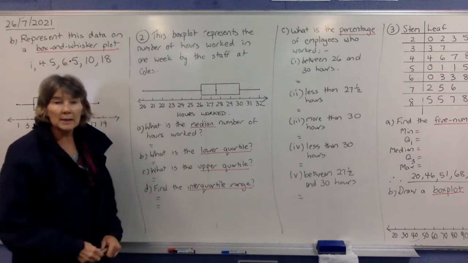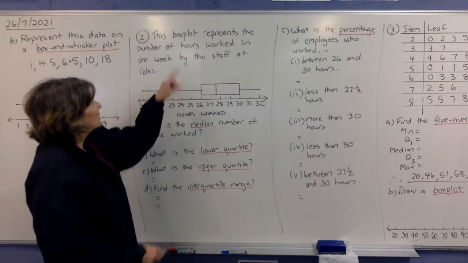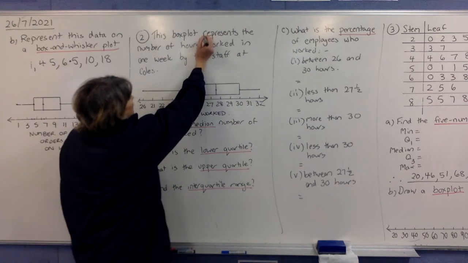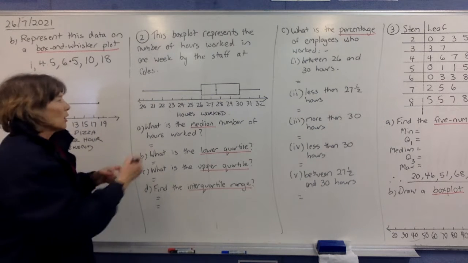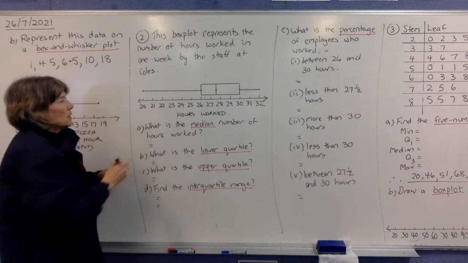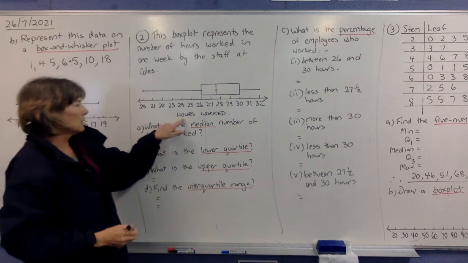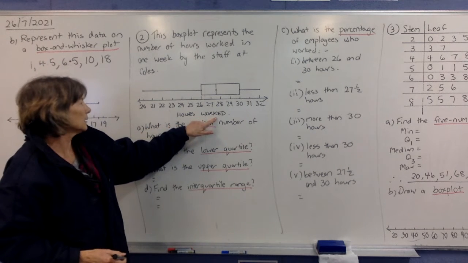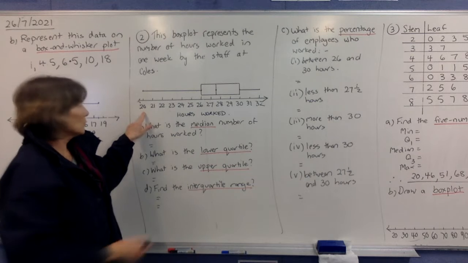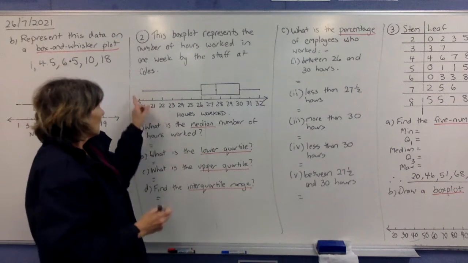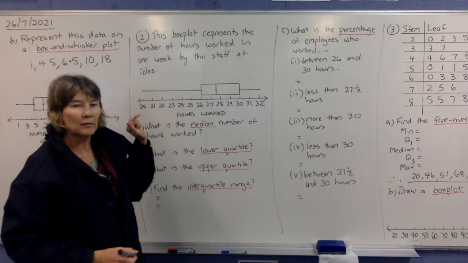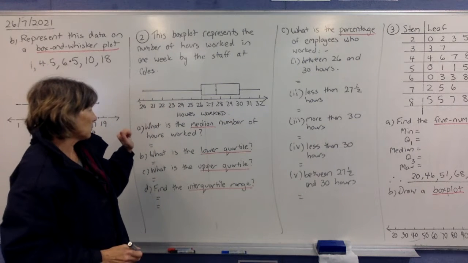All right, we're going to do example 2 now. So it says this box plot represents the number of hours worked in 1 week by the staff at Coles. So here's your box and whisker plot. It says hours worked down here. We're ranging from 20 hours worked to 32 hours worked. And there's the box and whisker plot up there for the staff and how many hours they work.